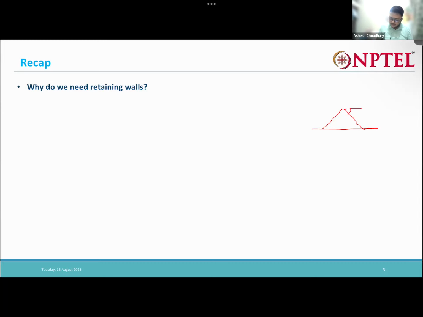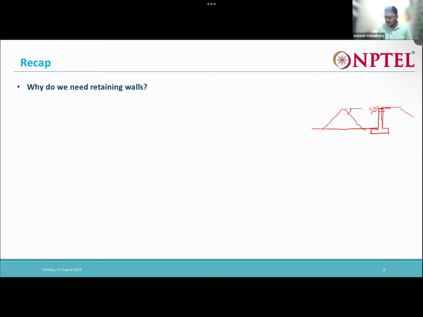But what if we want to make the soil stand like this? Okay, like this side, completely vertical, 90 degrees. Then is it possible? Naturally it isn't possible, right? So what we do is we construct a retaining wall so that we can support the soil and the soil can actually stand, right? So we put some lateral support on the soil, and due to that lateral support, the soil stands on its own.